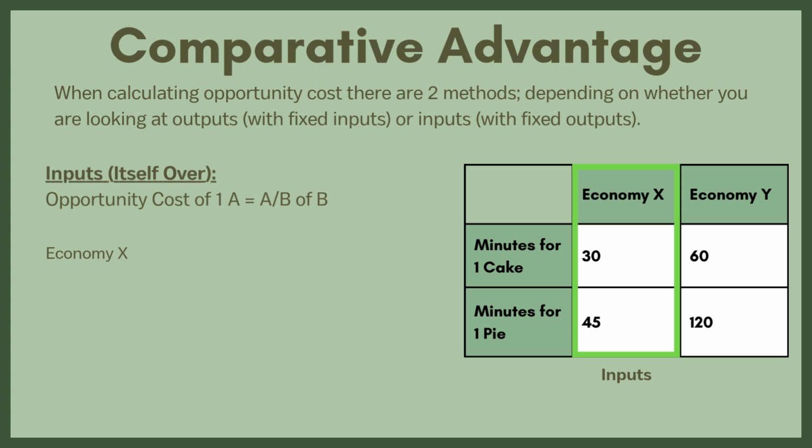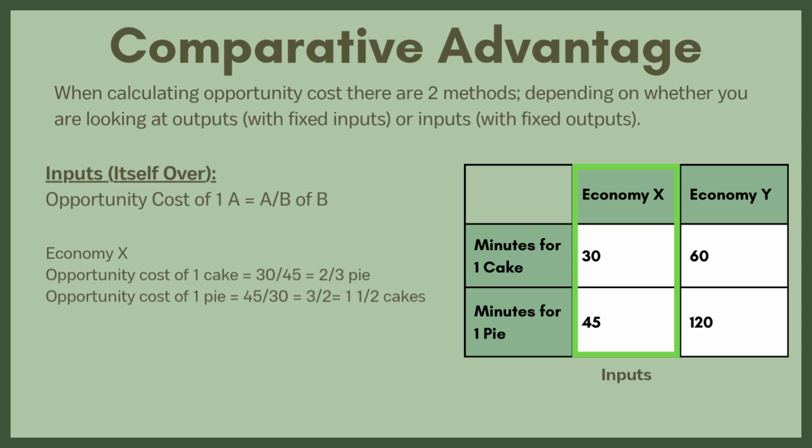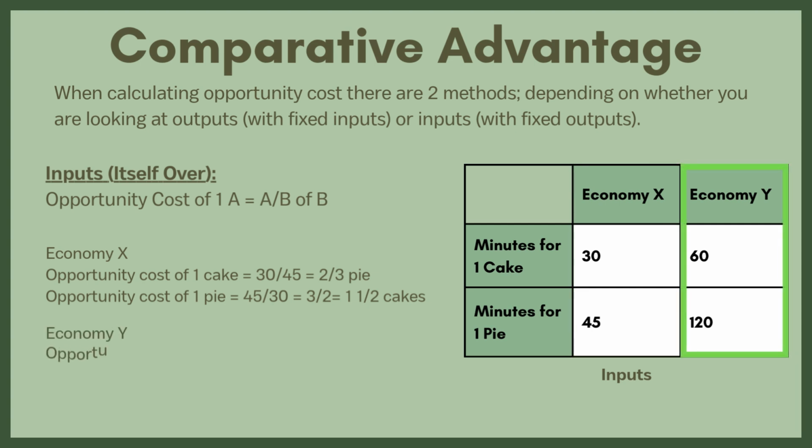For economy X, the opportunity cost of one cake is equal to 30 divided by 45, which is 2/3 of a pie. The opportunity cost of one pie is 45 divided by 30, which equals 1.5 cakes. For economy Y, the cost for one cake is 60 divided by 120, or 1/2 a pie, and the cost for one pie is 120 divided by 60, or 2 cakes.